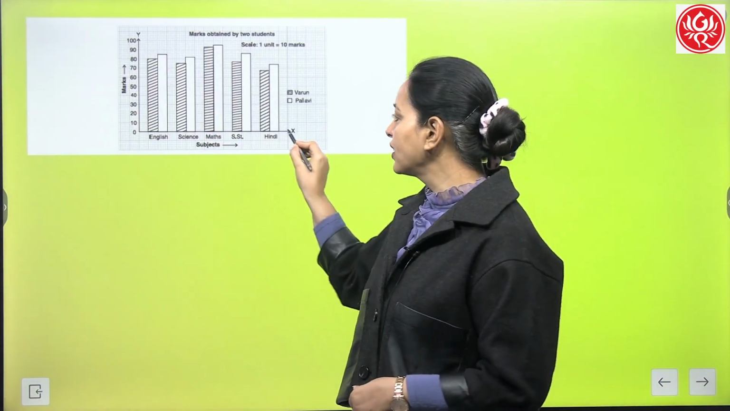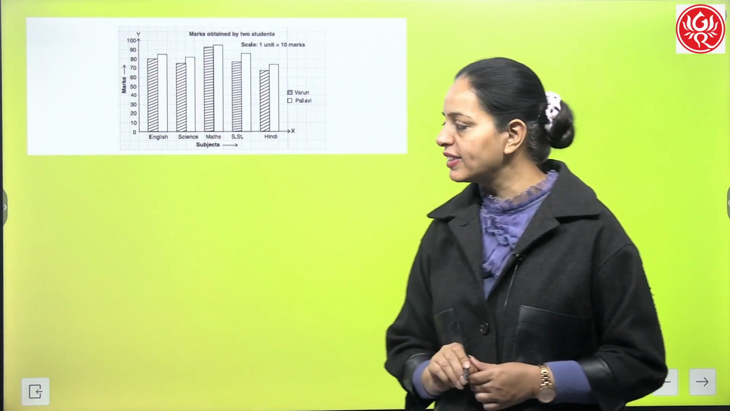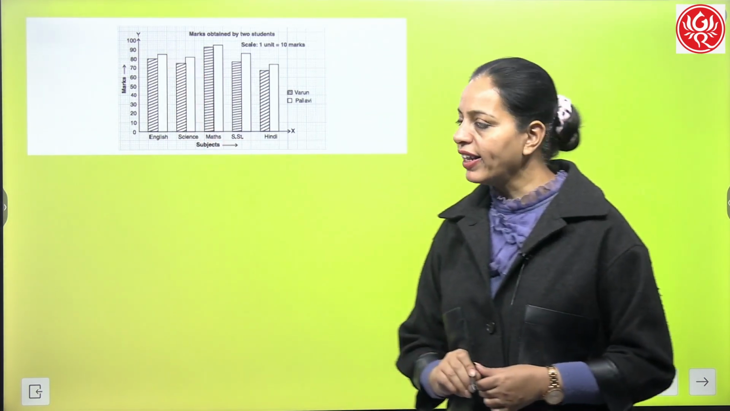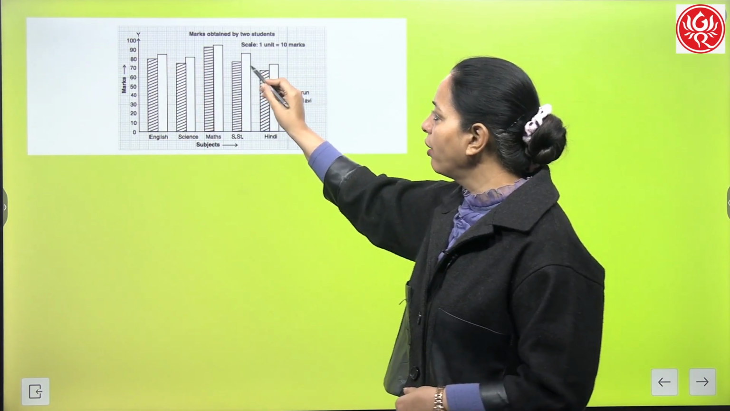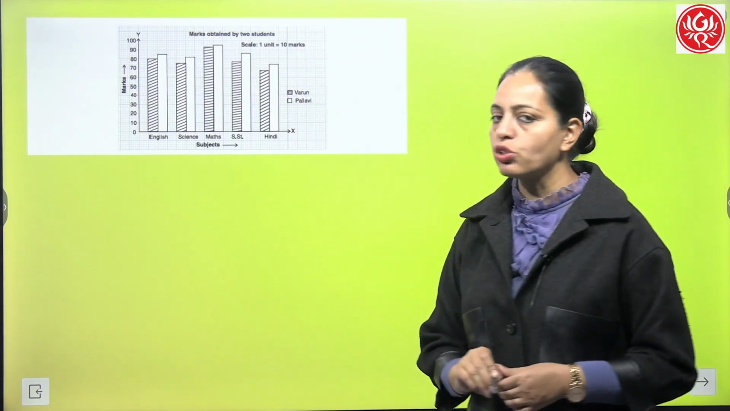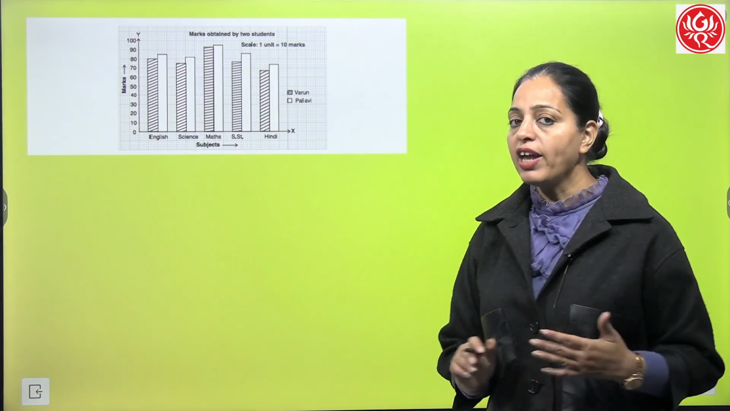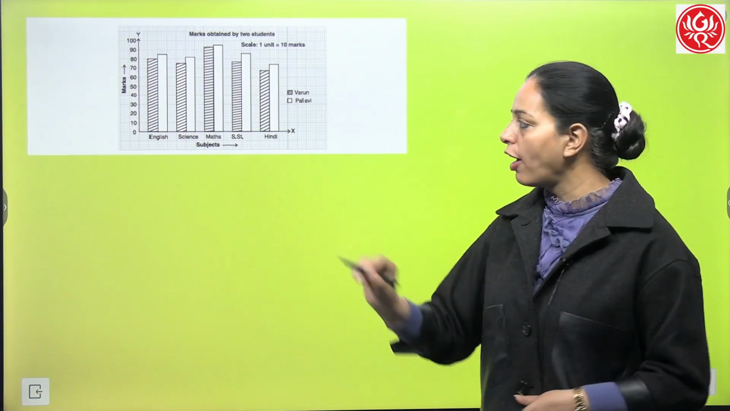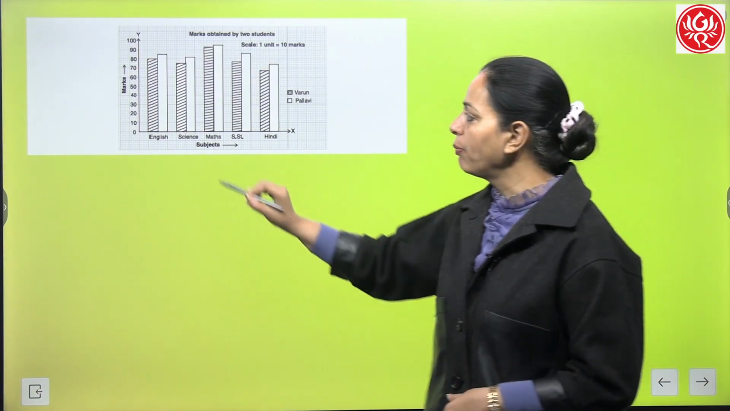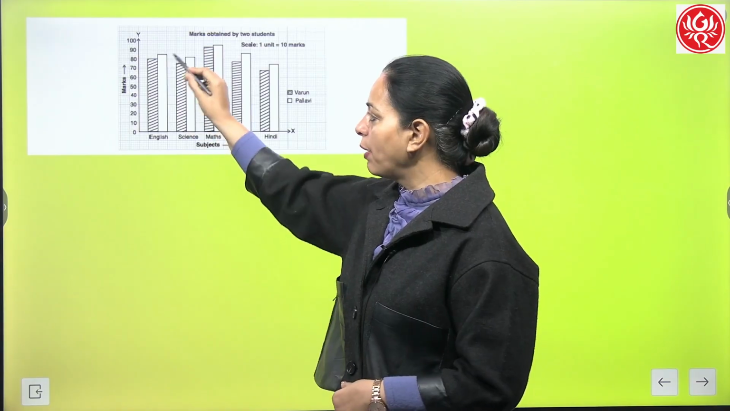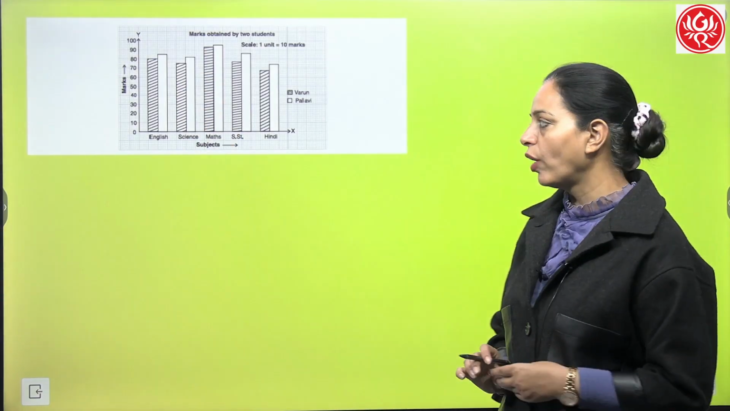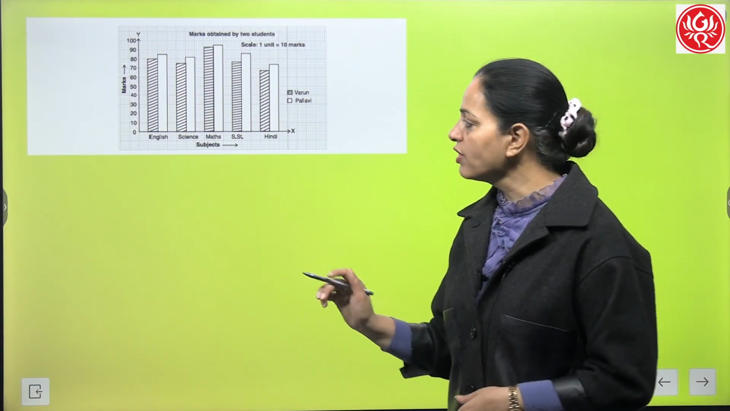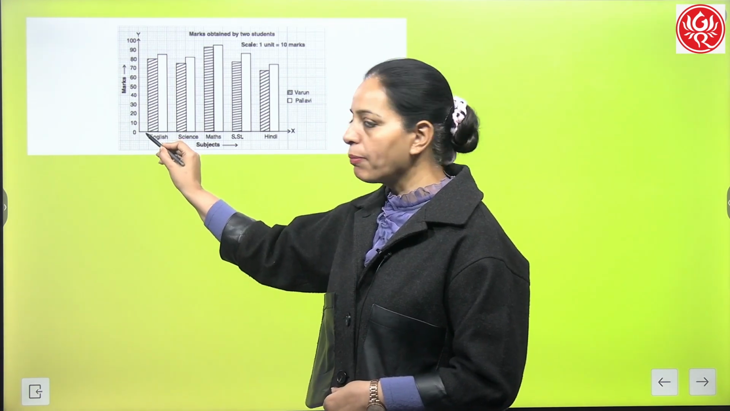So take two axes, x axis and y axis, subjects along x axis, marks along y axis, write the scale over here. Scale 1 unit equals to 10 marks. And now we have two students. So 1 bar for Varun and 1 bar for Pallavi. So Varun के लिए हमने ये designing वाला ले लेंगे and Pallavi के लिए this is the plain one, right? So you can choose on your own anything. Now for English, the first subject is English. Now leave some gap. Okay.